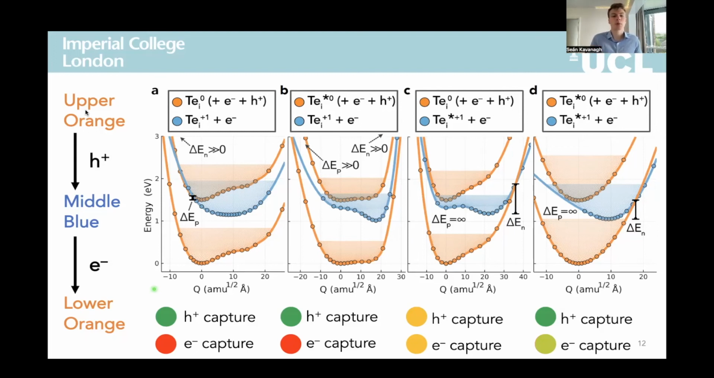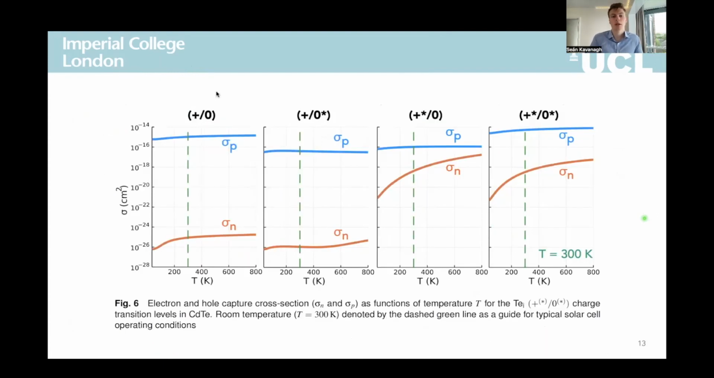For electron capture, however, so transitioning from the blue potential energy surface to the lower orange potential energy surface, we see that there are no low energy crossing points for A and B, which involve the ground state arrangements for the +1 interstitial. It is only when the metastable arrangement for the +1 interstitial is involved, as in C and D, that we find significant potential energy surface overlap and a tractable energy barrier such that electron capture now becomes possible.